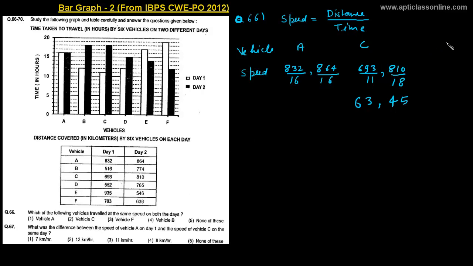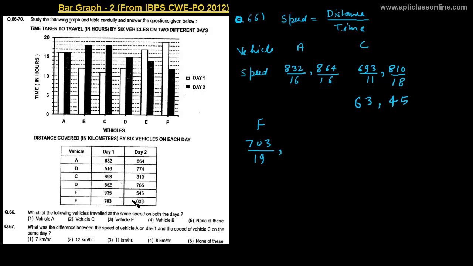The third option is vehicle F. So let's check it for F. For F, the first day distance is 703 divided by the time taken to travel 703, that is 19.